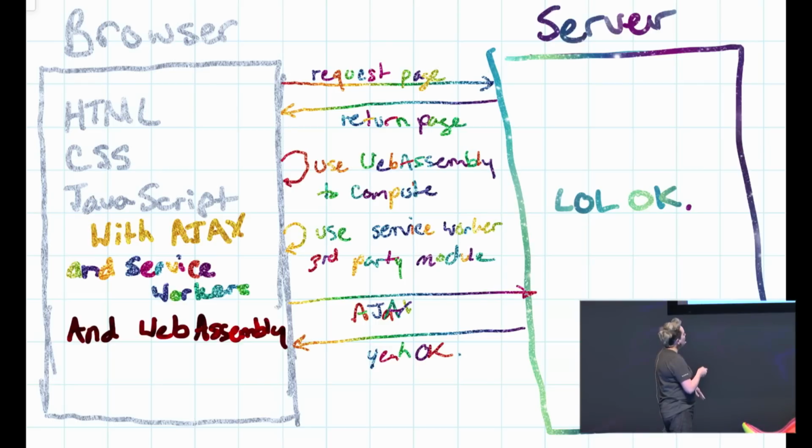So this is what I call now. Because now we have WebAssembly, and I ran out of sparkly colors, so I had to use this red and black super goth, but it sticks out, so it works. So you request the page, you return the page, and then you use WebAssembly to do some computation, but you're still over here in the browser, and you use the service worker for your third-party module, and you're still over here in the browser, and you do some Ajax, and your server's like, lol, okay, I'm not even actually a server, I'm just a serverless function sitting on someone else's server, and then gives back your results. This is where we're heading.